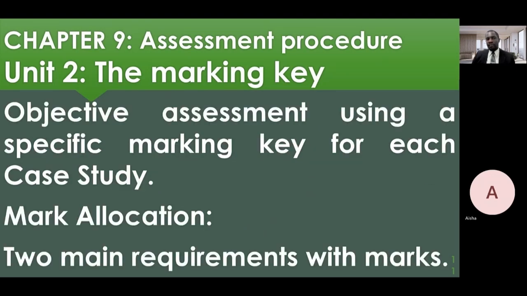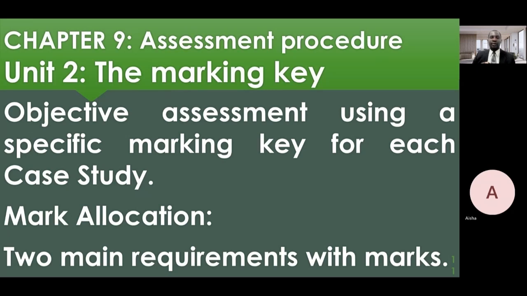All right, so the marking key, actually, you are objectively assessed based on the marking key during the case study exams. You are marked based on the requirements, and the requirements have keys that you need to be able to unlock. Keys are very important.